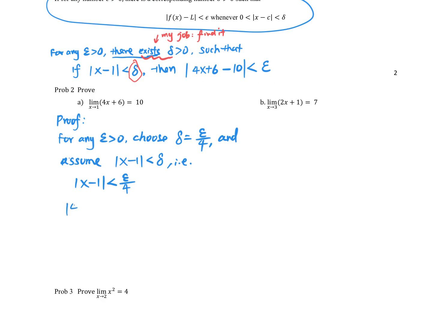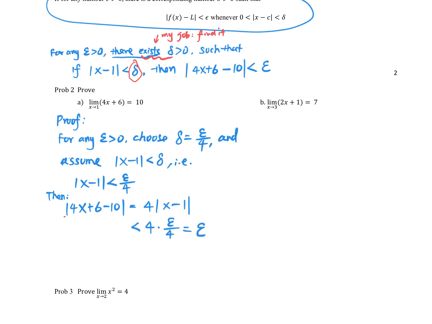Then, using those connecting words, |4x - 6 + 6 - 10|, the absolute value, of course, equals 4 times |x - 1|, okay? Now, this is where this inequality comes in. What is the absolute value of x - 1? I don't know, but I do know that it's less than epsilon over 4, right? So therefore, I can claim that this is less than 4 times epsilon over 4, which is equal to epsilon.